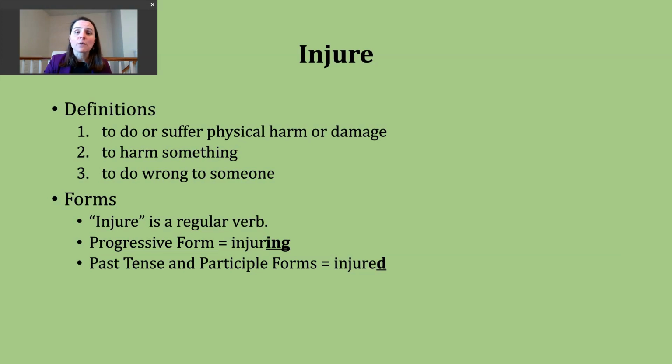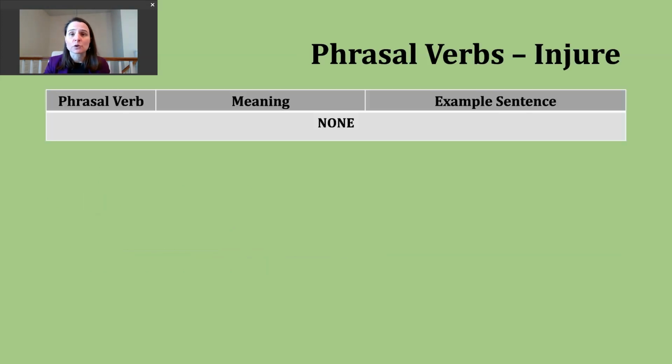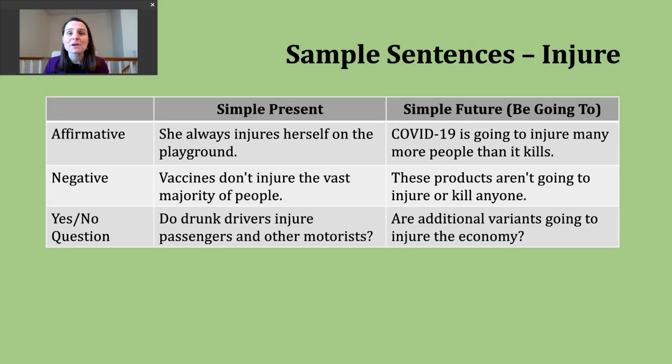Okay. Now, I don't have any additional phrasal verbs that we need to learn today, so that's going to allow us to focus on looking at how to use the verb injure in a couple different verb tenses. Today, we're going to practice the simple present and the simple future using be going to.